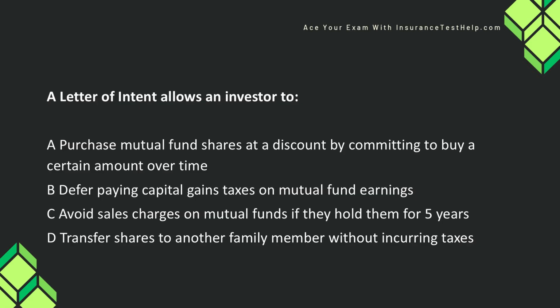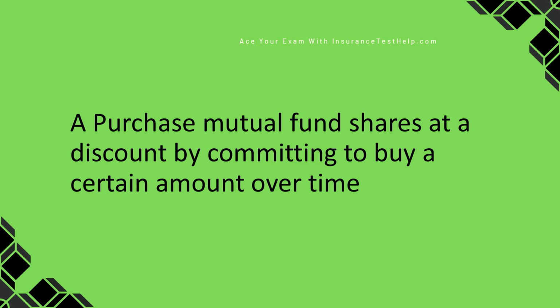A letter of intent allows an investor to A, purchase mutual fund shares at a discount by committing to buy a certain amount over time. B, defer paying capital gains taxes on mutual fund earnings. C, avoid sales charges on mutual funds if they hold them for 5 years. Or D, transfer shares to another family member without incurring taxes. This one goes with the previous one with breakpoints, so you should know what an LOI is, so take a guess. So a letter of intent allows you to A, purchase mutual fund shares at a discount by committing to buy them over a certain period of time.